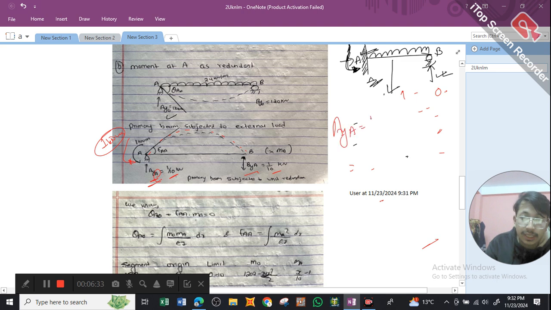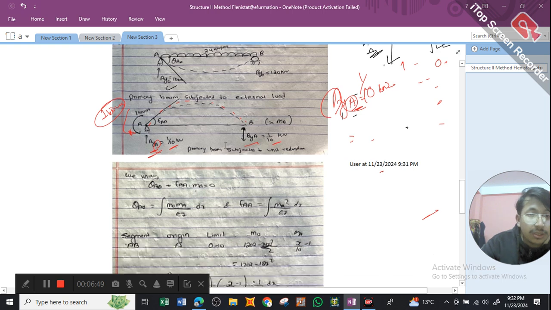the reaction at support A when unit moment is applied at A. Similarly, BY also means the reaction force at B when unit moment is applied at A.